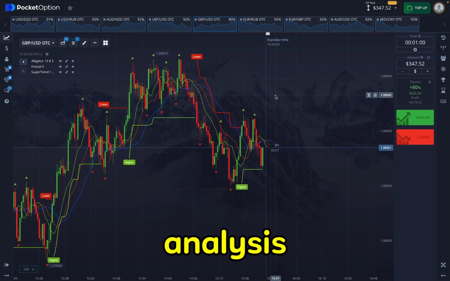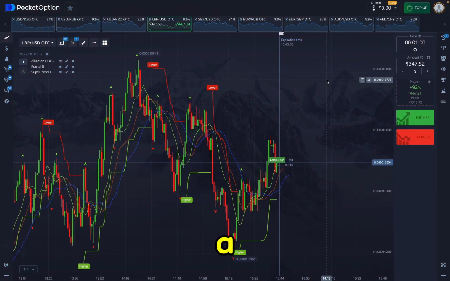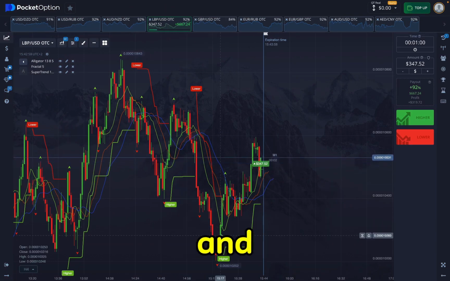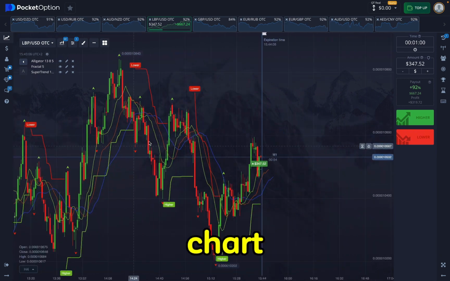Let's continue the analysis and select the following currency pair. And here I will probably open a position on the upside. In my opinion, this is a newly selected currency pair, and it shows very good volatility in the dynamics of movement for the last section of the chart and position.